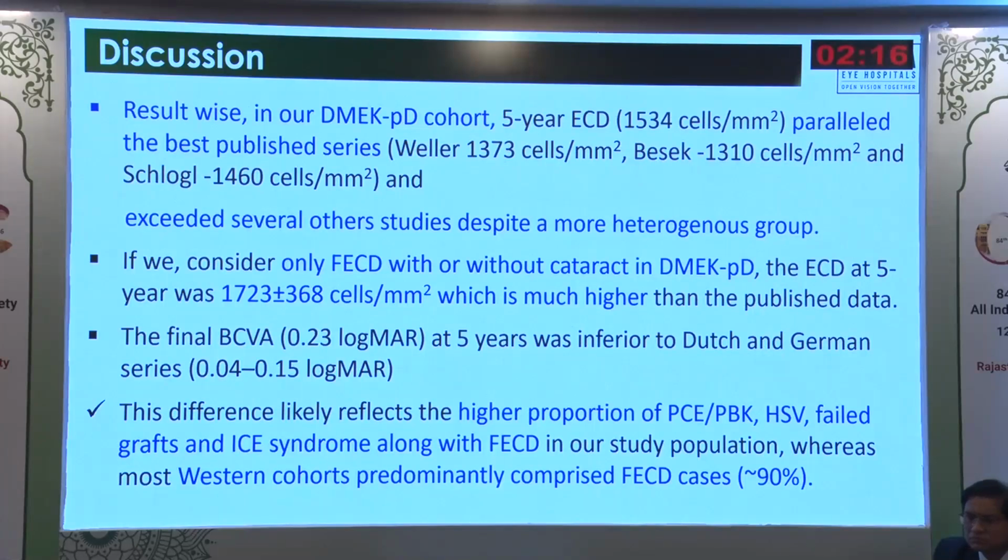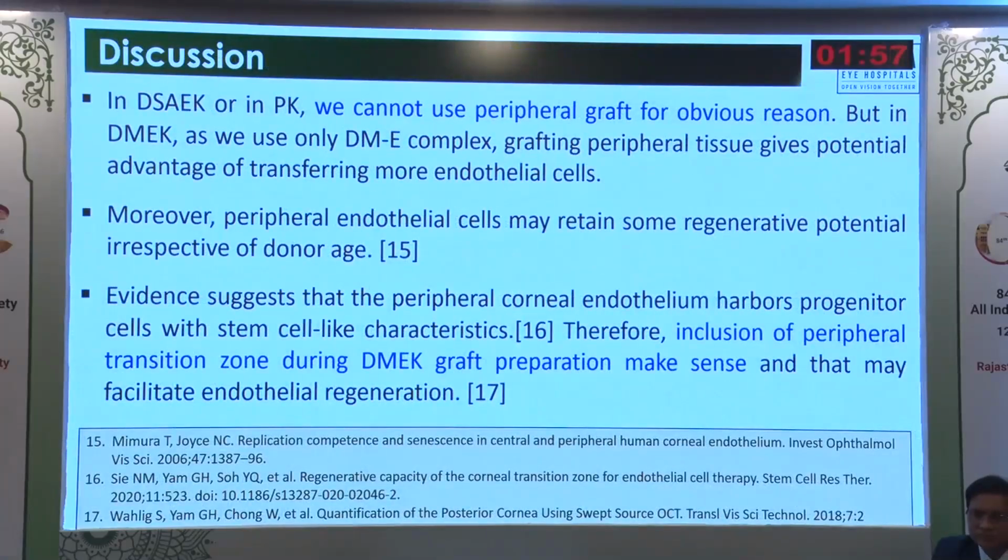And if we look at only the Fuchs, then it is performing much better than what is reported from the Western cohorts. However, the vision outcome for us is slightly less. Definitely this reflects the more varied and more difficult corneal etiologies that are being treated in our part of the country. And unlike DSEK or PK, where we cannot do this anatomical eccentricity, in DMEK it is possible.